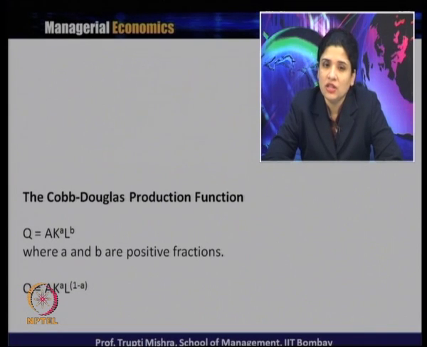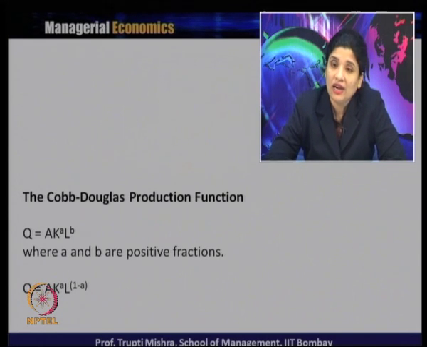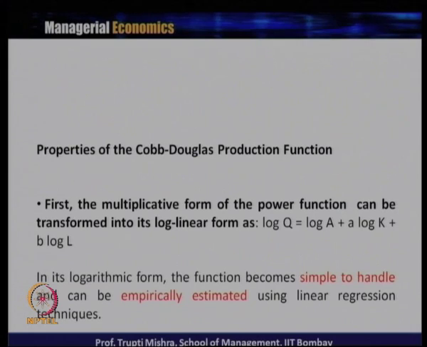So, if a plus b is equal to 1, then alternately we can formulate this production function as Q is equal to A K to the power a and L to the power 1 minus a. Now, what are the properties of Cobb-Douglas production function?